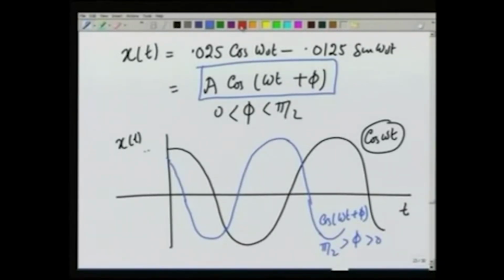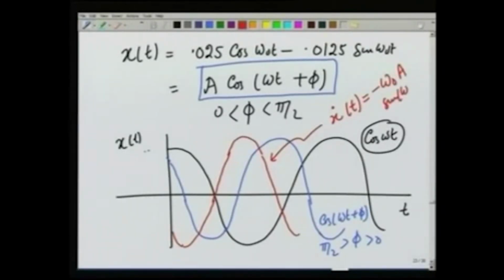You can see the velocity is going to be negative because the slope is negative here. It starts from here and becomes maximum at the equilibrium point, then starts going down, goes to 0, becomes maximum at the equilibrium point, and so on. This is x dot t, which in this case is going to be minus omega 0 A sine of omega t plus phi. So this is how the motion is described.